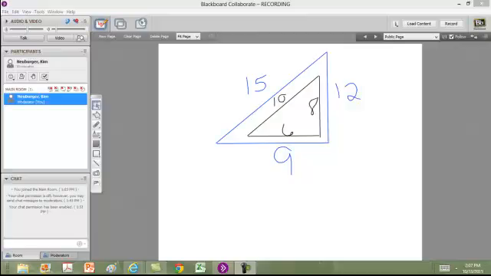Hi class, today we're going to take a look at the basic trig functions. Basic trig functions all deal with right triangles, and I have two right triangles here.